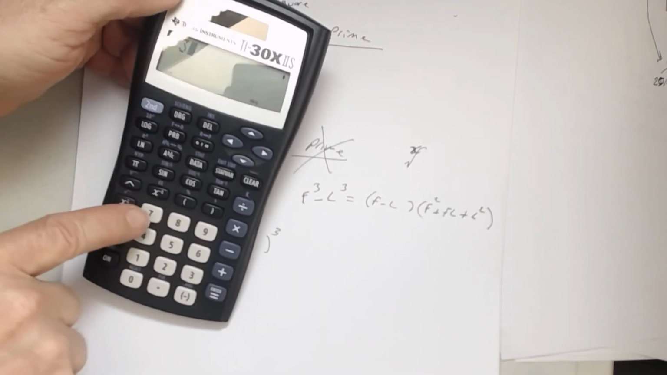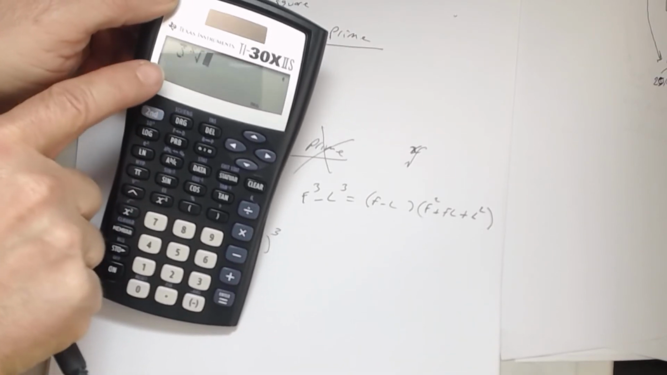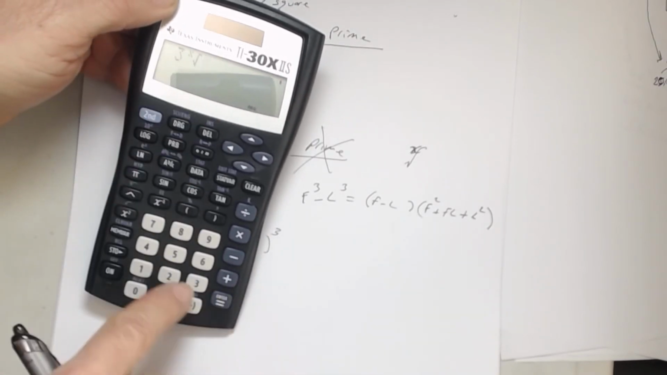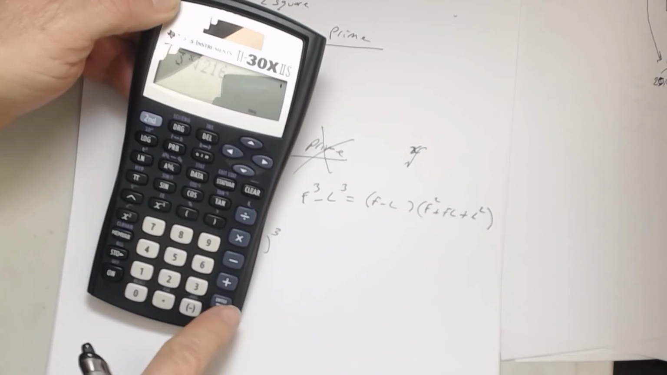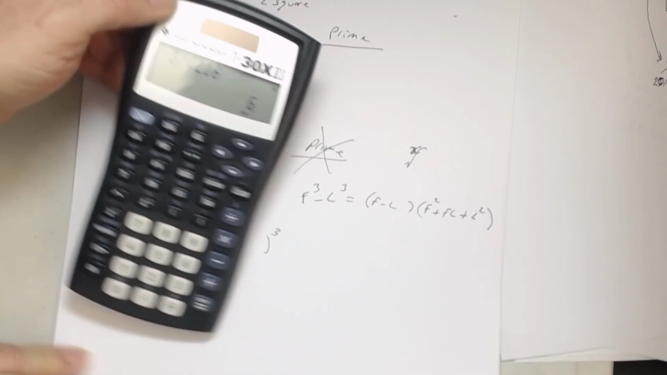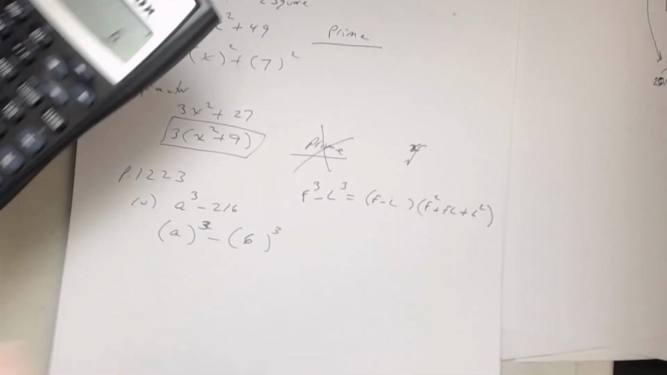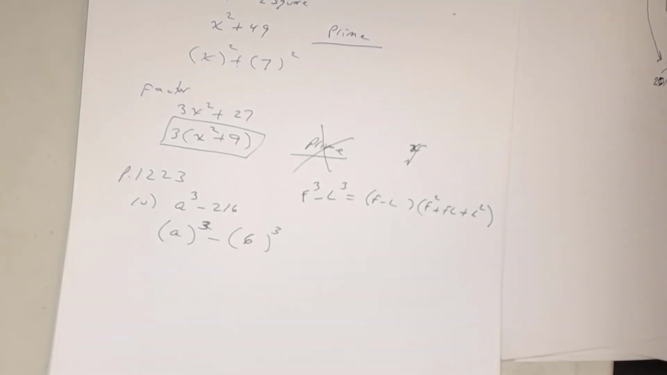Then you're going to press second, and then this button, see what shows up? And then you're going to say 216, and you're going to press equal. And so it's the cube root of 216? 6. Okay? So what goes inside the parentheses? 6. So is this a difference of 2 cubes? Why do you say no? Is this a difference of 2 cubes? Yes, because I filled in the parentheses.